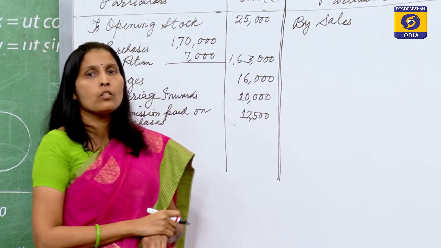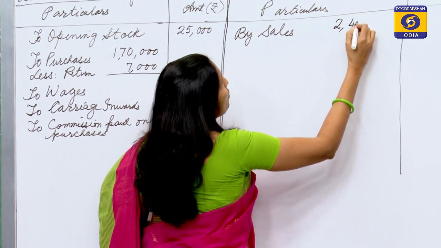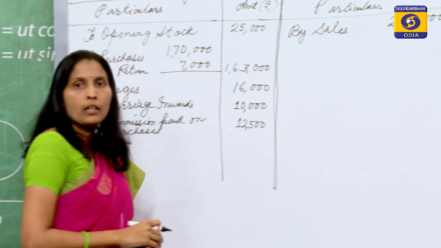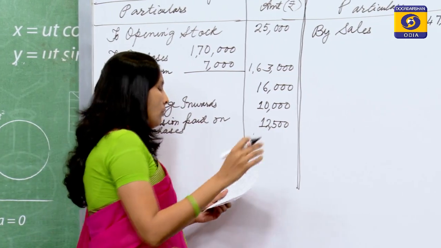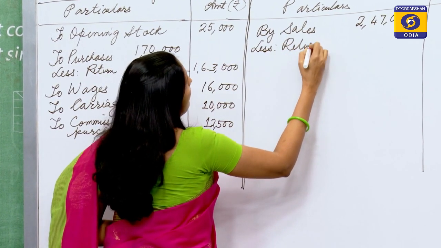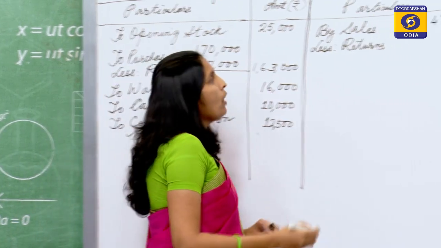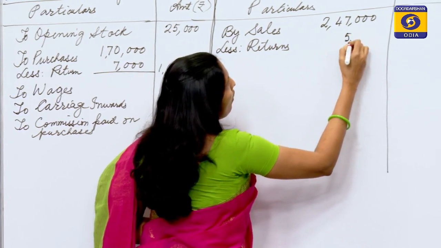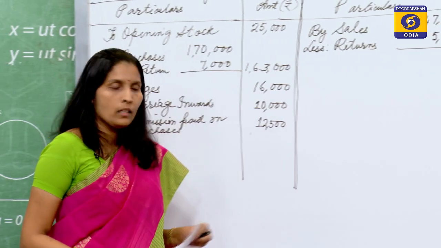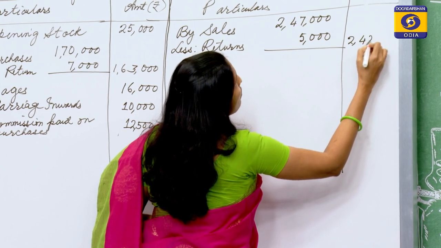Students, since we have an internal working, we will write that amount in the inner column, 2,47,000. Now, we have sales returns, that is, return inwards. So, less returns. We can write returns inwards, we can write sales returns. The amount given to us is 5,000. So, 2,47,000 minus 5,000 gives us 2,42,000.